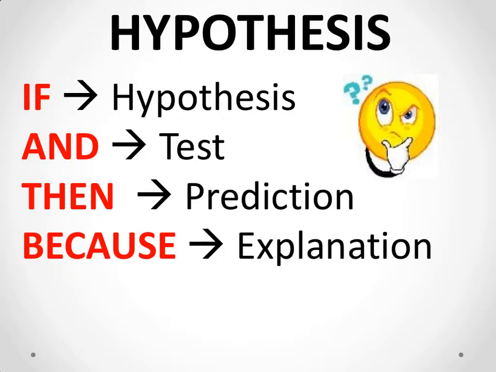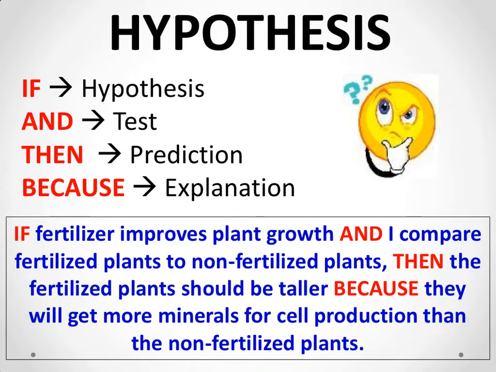Now let me show you an example of a formalized hypothesis that has nothing to do with genetics, but makes use of the same format. If fertilizer improves plant growth, that's my hypothesis, and I compare fertilized plants to non-fertilized plants, that's my test, then fertilized plants should be taller, that's my prediction, because they will get more minerals for cell production than the non-fertilized plants. That's my explanation.